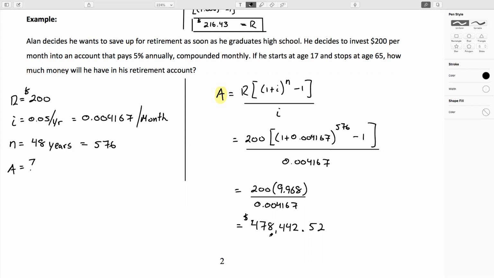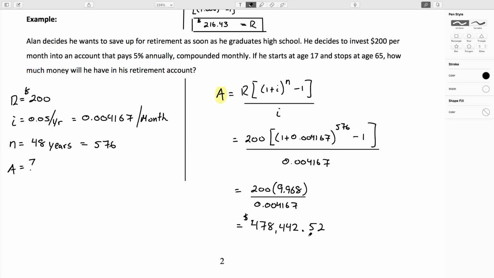478 grand is enough to retire. You will live very modestly. I would encourage you to try to shoot for $1 million, which is kind of crazy to think about. Because I remember a time when $1 million wasn't a lot of money, but for now, this is doable.